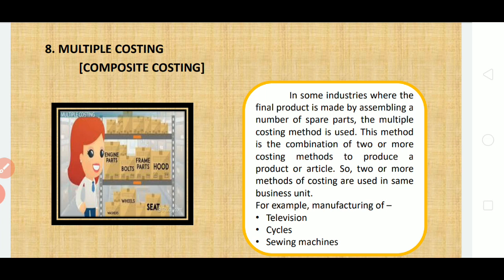We will understand with one example like a cycle. To manufacture the cycle, you need to use various components or parts. And first you will go for the manufacturing of those parts. First you manufacture them, so the unit costing method may be used. Then you will go for the assembling process, so the operation costing method is used. So the production of a cycle is known as the multiple costing method.